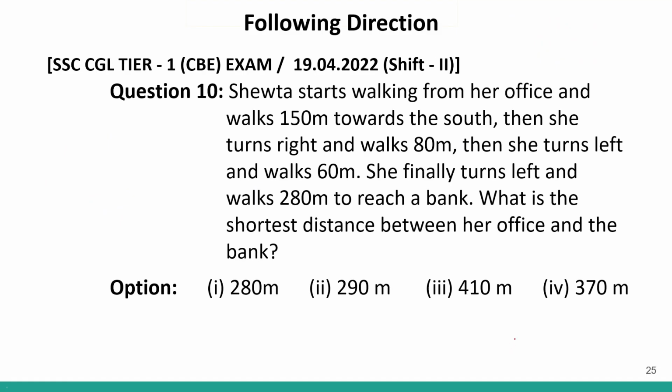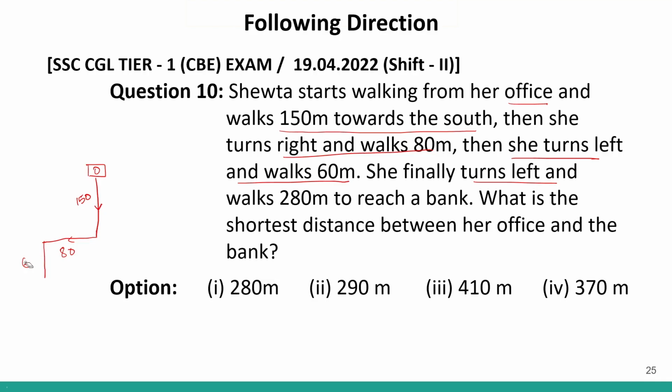Now, question number 10. Shweta starts walking from her office and walks 150 meter towards the south. So let's say this is the office and she goes towards the south 150 meter. Then she turns right and walks 80 meters. So right will be in this direction. She walks 80 meters. Then she turns left and walks 60 meters. So left will be in this direction. She walks for 60 meters. Then again she turns left. So left will be in this direction and walks 280 meters to reach a bank.